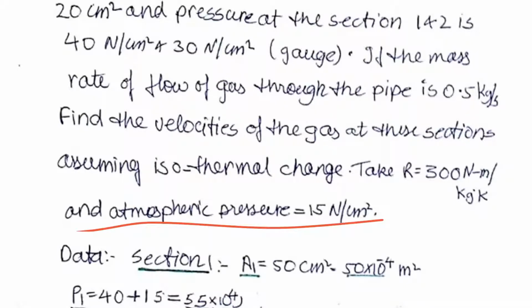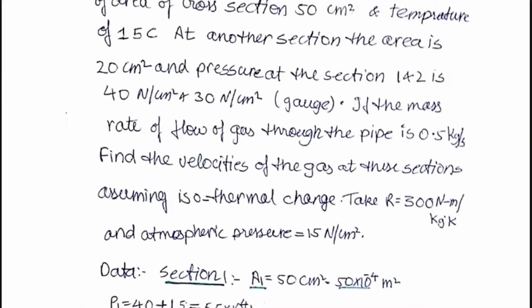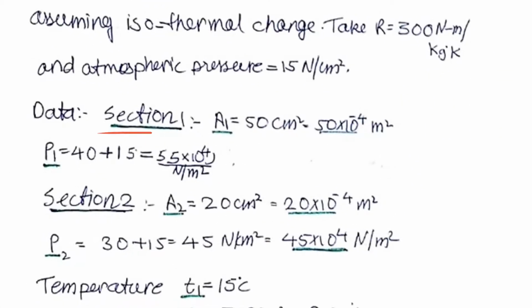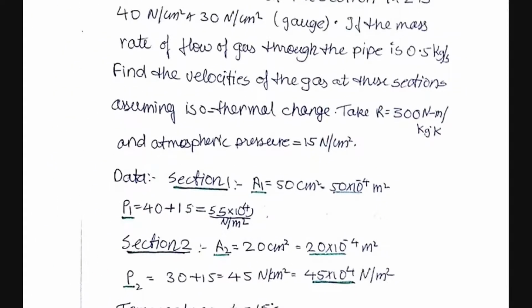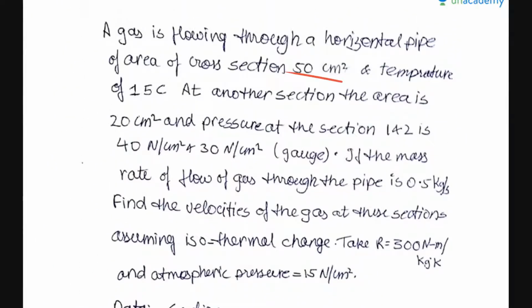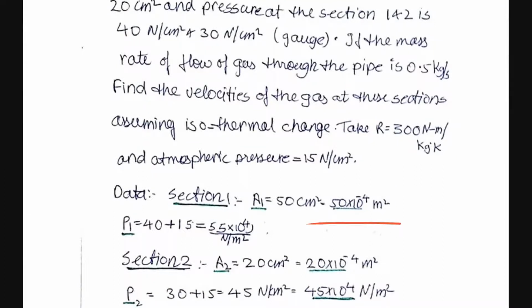In this question, we have to find the velocities at section 1 and section 2 of the pipe. First of all, we will list all the data given. At section 1, the area is 50 cm square, which we convert to meter square by multiplying by 10 to the power of minus 4. The total pressure P1 is the gauge pressure plus the atmospheric pressure: 40 plus 15 gives 55. We write this in Newton per meter square by multiplying by 10 to the power of 4.